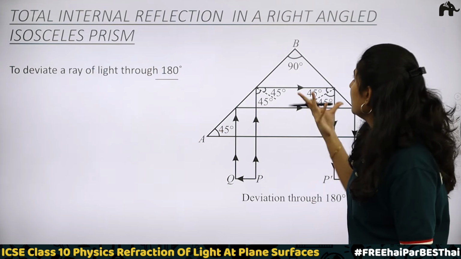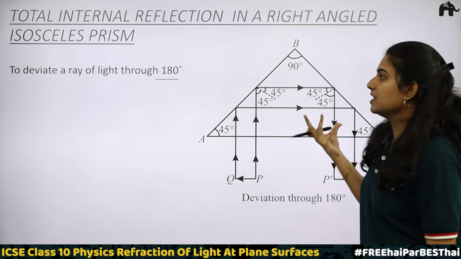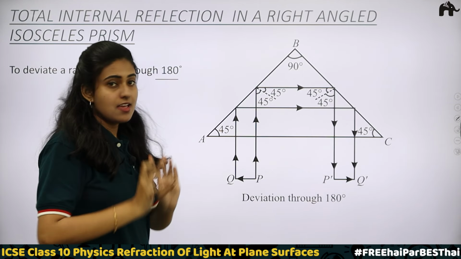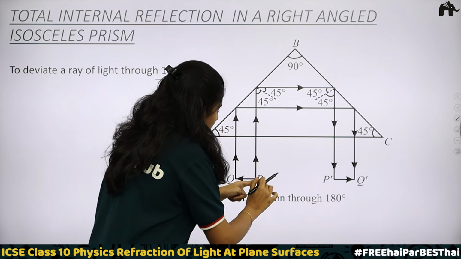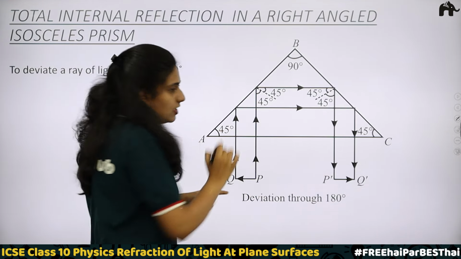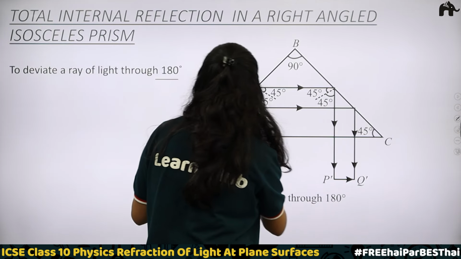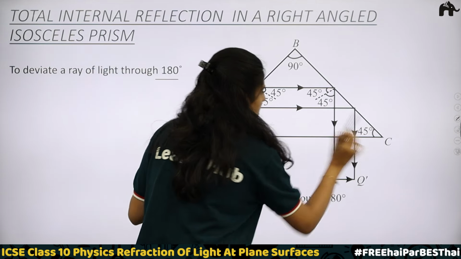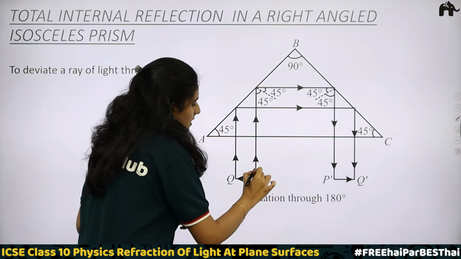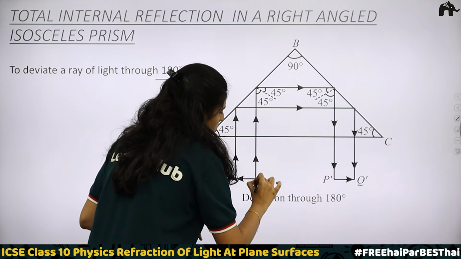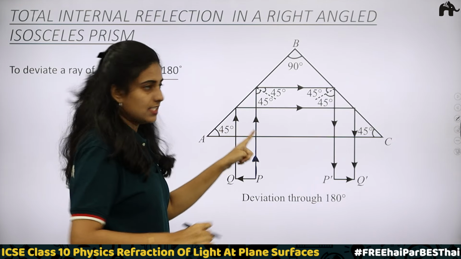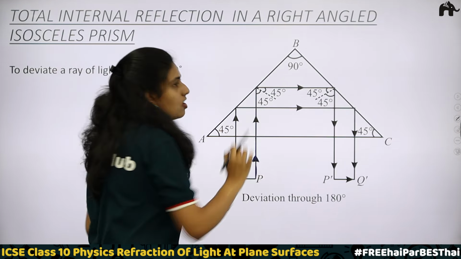Now the second case. Here again we are using the same right angled isosceles prism to deviate a ray of light through 180 degree. Here we have the figure. This is your object PQ. The ray of light from PQ, this is your incident light, is going to the face AC of the right angled isosceles prism. So first let's consider the ray from P. This is the first ray. Here what is happening? Normal incidence is taking place. Normal incidence, 90 degree. The light ray will go undeviated.